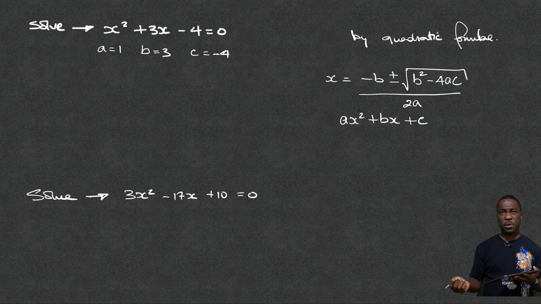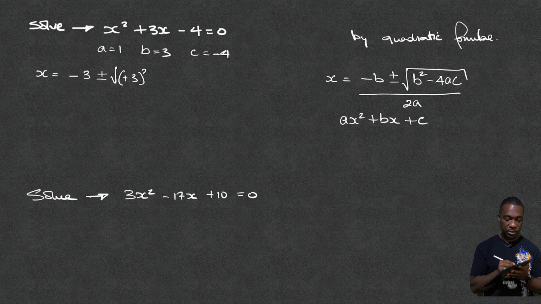Anyway, this is a straightforward substitution job, so it means that x is equal to negative b, which means negative 3, because b is 3. What I'm doing is putting the numbers in here. So I'm replacing this for 3. That's going to be a 3 here, 4 times a times c, and so on. Let's get on with it. So plus or minus the square root of 3 squared, minus 4 times 1 times negative 4. All of that is square rooted, and it's divided by 2 times a, which is 1.